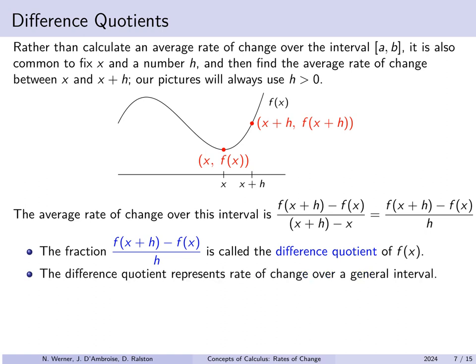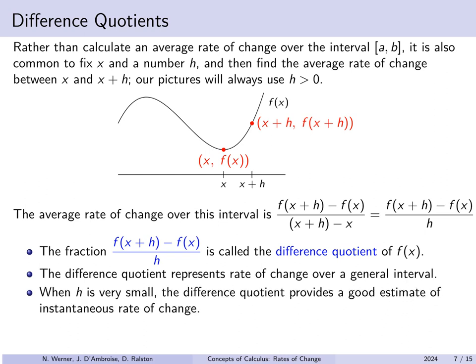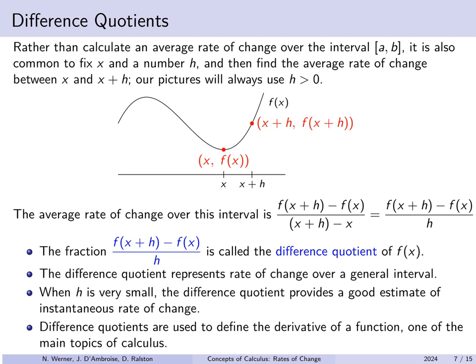Now, the difference quotient represents the rate of change over an interval in general, as long as one of its endpoints is given by x and the other is given by x plus h. When h is very, very small, this difference quotient gives a good estimate to the instantaneous rate of change, as we saw in the previous example. Difference quotients are used to define something in calculus called the derivative, which is one of the main topics of calculus. Specifically, undergraduate calculus is typically divided into differential calculus and integral calculus, and differential calculus is all about derivatives, and difference quotients are very key to that definition.